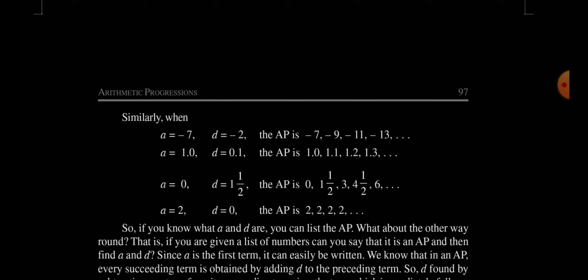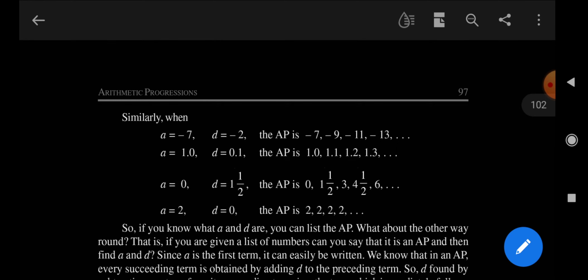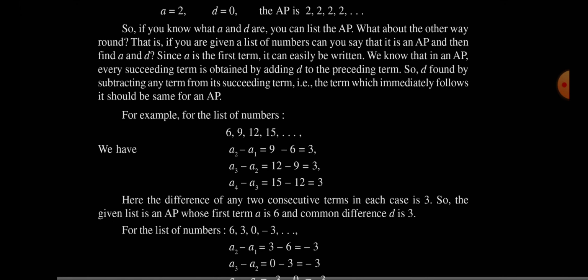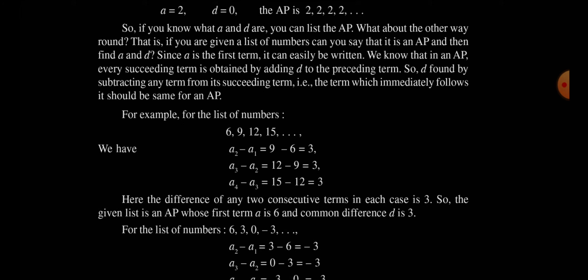If a is equal to 0 and common difference is the fraction 1 by 2, the AP is 0, 1 by 2, 2 by 2, 3 by 2, 4 by 2 and so on. If a is 2 and common difference is 0, the AP is 2, 2, 2, 2 and so on. So, if you know what a and d are, you can list the AP.